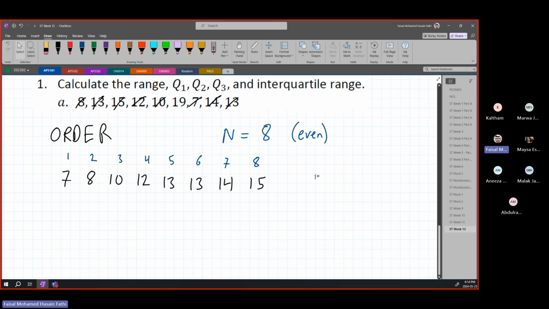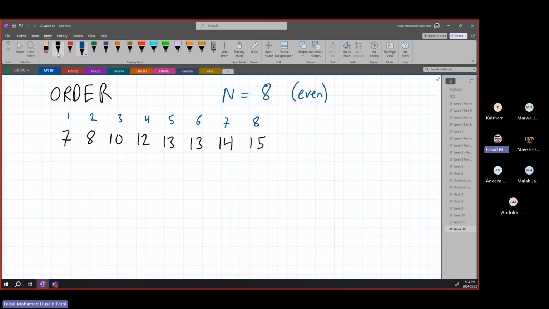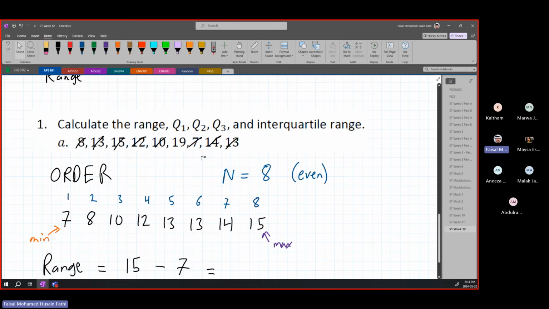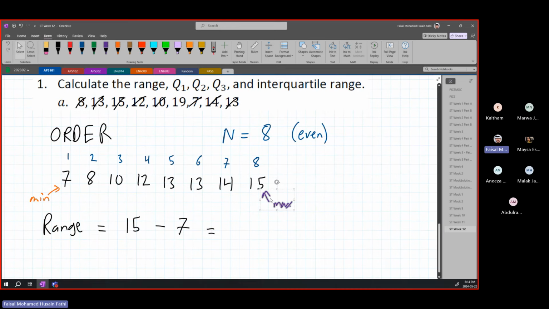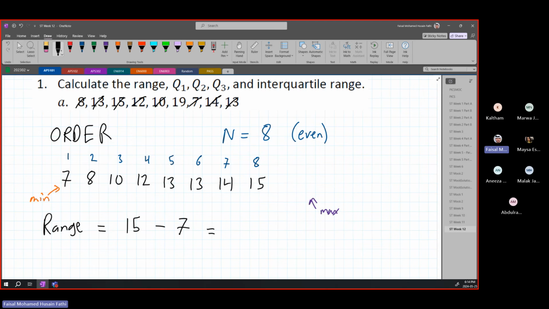All right, so let's find the first thing, which is the range. Range is very simple. It's maximum minus the minimum. So 15, which is maximum, minus the minimum. All right, this is how you find your range. 15 minus 7, which is going to give you, oh, I forgot one more value. I just noticed. We have a 19 as well over here. All right, so this isn't 15, this is 19, which is our maximum value. And our n is not 8, it is 9, so it is odd.